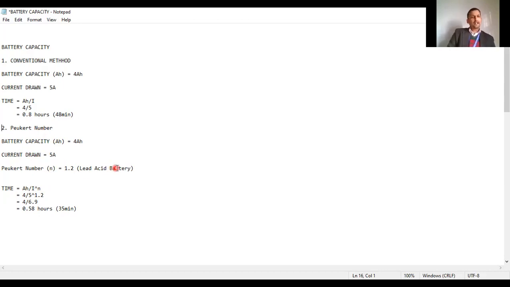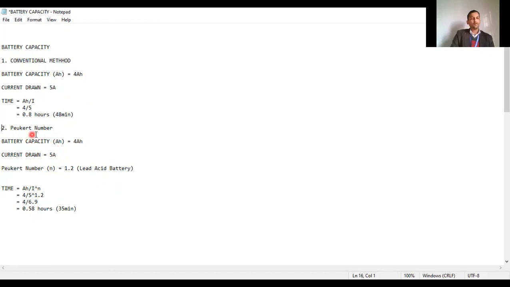So suppose here we are taking the case of a lead acid battery, where n is 1.2. If you put this value of 1.2 in place of n here, you will get, when we have the same battery of 4Ah, which we have already taken in the previous conventional method, and the current drawn from the battery is again 5 ampere, as in the previous method.